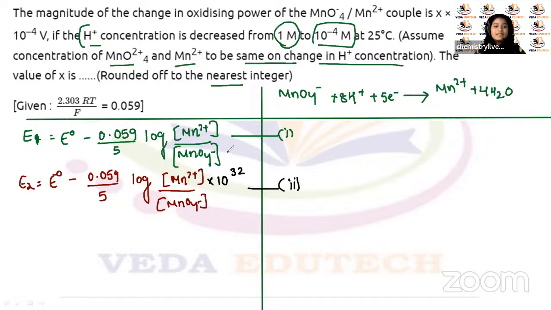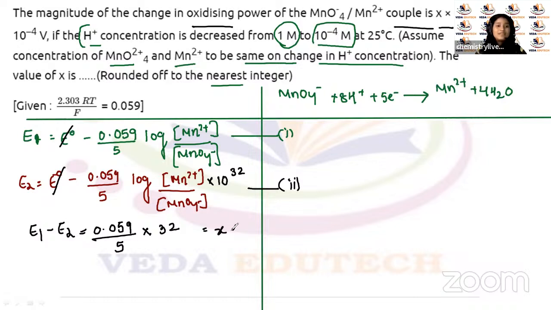So this is basically log 10 here, log 10 here. If I want to find out how much change has taken place, if I take the magnitude E1 minus E2, so both of these are going to get cancelled. And what is going to remain then, children? 0.059 by 5 into 32 you are going to get. So if you solve, the magnitude of change is this much. That is being given to you as something into 10 to the power minus 4. So if you solve this, you are going to get something into 10 to the power minus 4.